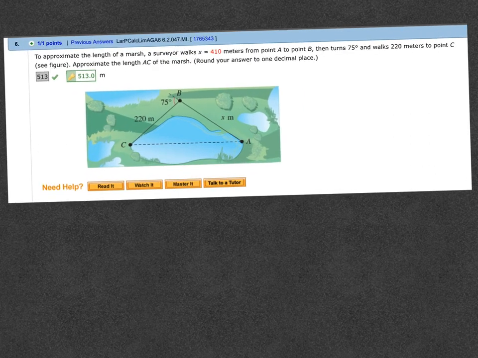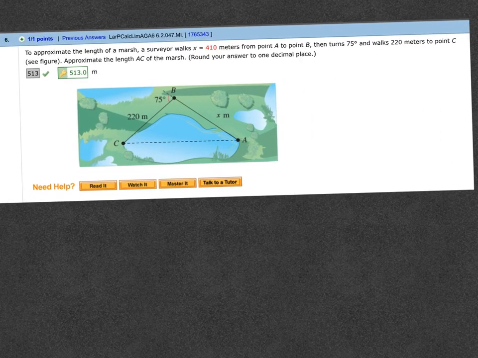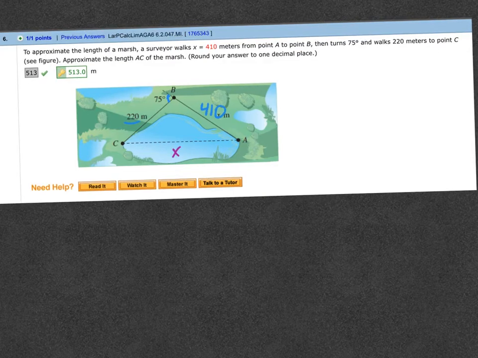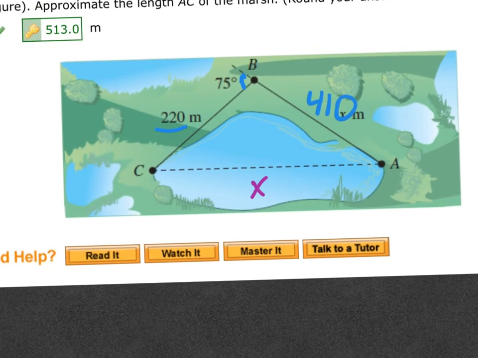All right, then came the word problem. This one said approximate the length of the march. To approximate the length of a march, a surveyor walks 410 meters from point A to point B. So in this case, this was 410. Then it turns 75 degrees, so the angle on the outside is 75 degrees, and walks 220 meters to point C. Approximate the length of AC. So this is a side angle side scenario, except that I need to use the 75 to get the angle inside. How do I do that?